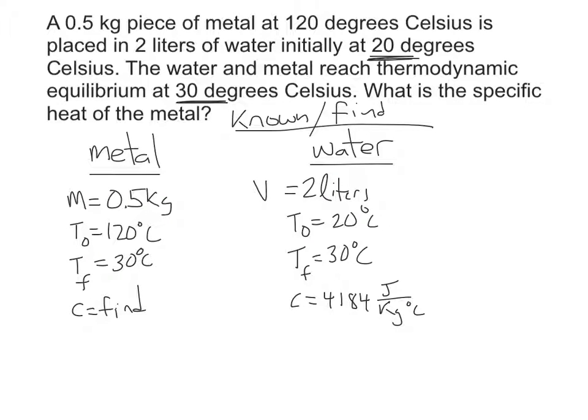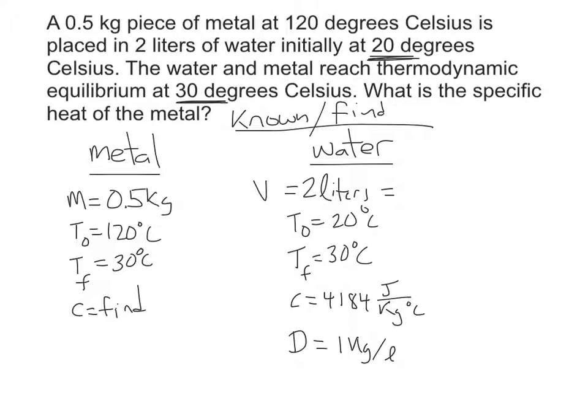Okay, so we're going to talk here real quickly about how we get mass from volume. And this is another thing about water you need to know. Water has a certain density. The density of water is 1 kilogram per liter. So if we have 2 liters of water, as we see up here, there's going to be 1 kilogram for every liter of water. So that's pretty simple math.